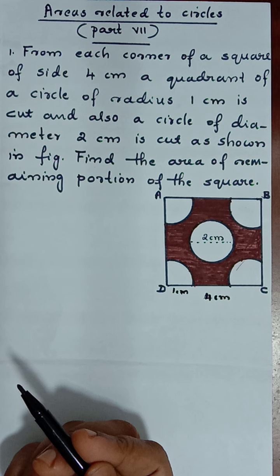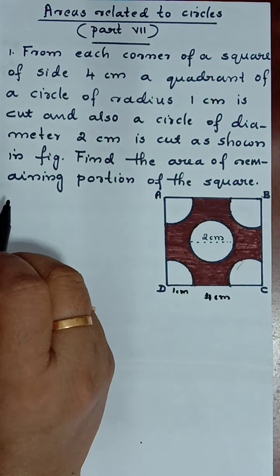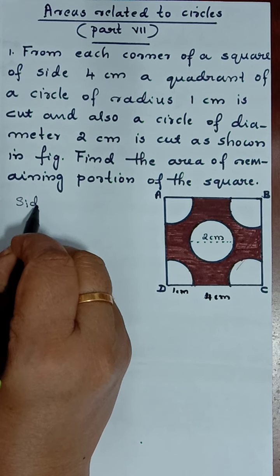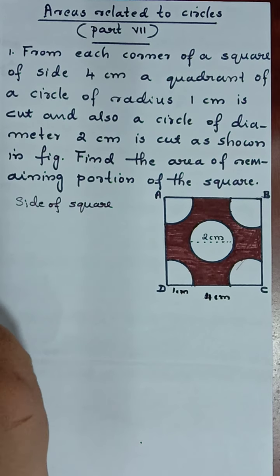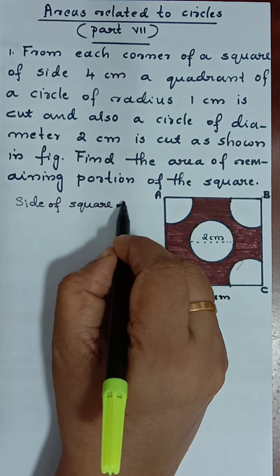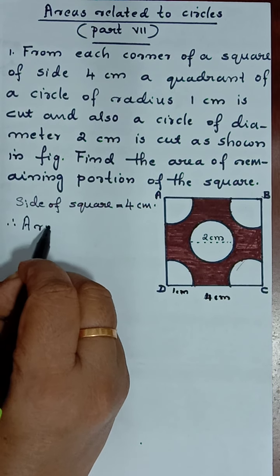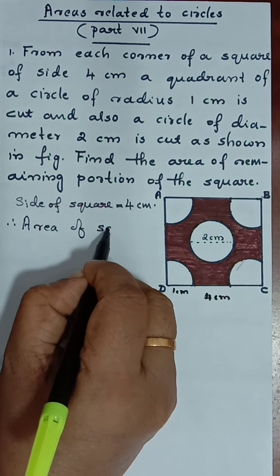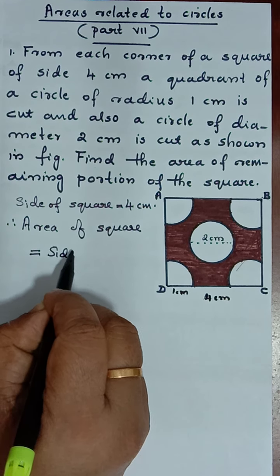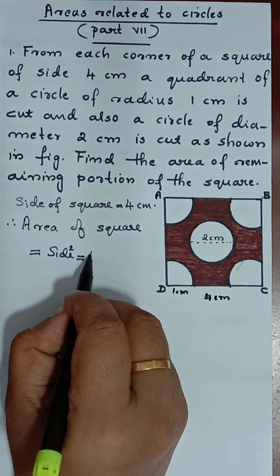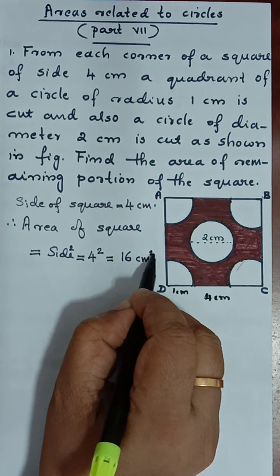First we will find out the area of the square, for which the side of the square is given. Let us write the side of the square. How much is it? Side of square is equal to 4 centimeter. Therefore, area of the square. Area of square is equal to side square, that is equal to 4 square. We can say 4 square is 16 cm square.